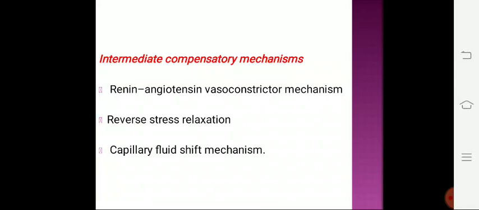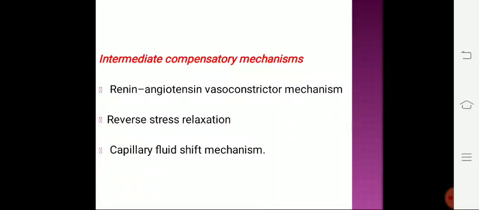Aldosterone causes the retention of salt and water, increases blood volume and increases the blood pressure. So this is how the renin-angiotensin system can help to maintain the flow of blood toward normal and reduce the shock condition in the initial stage only. Then reverse stress relaxation.